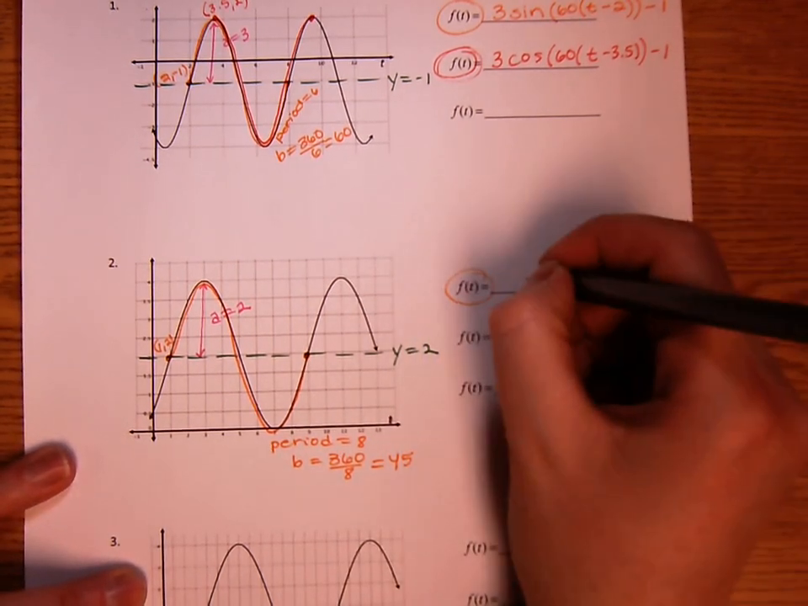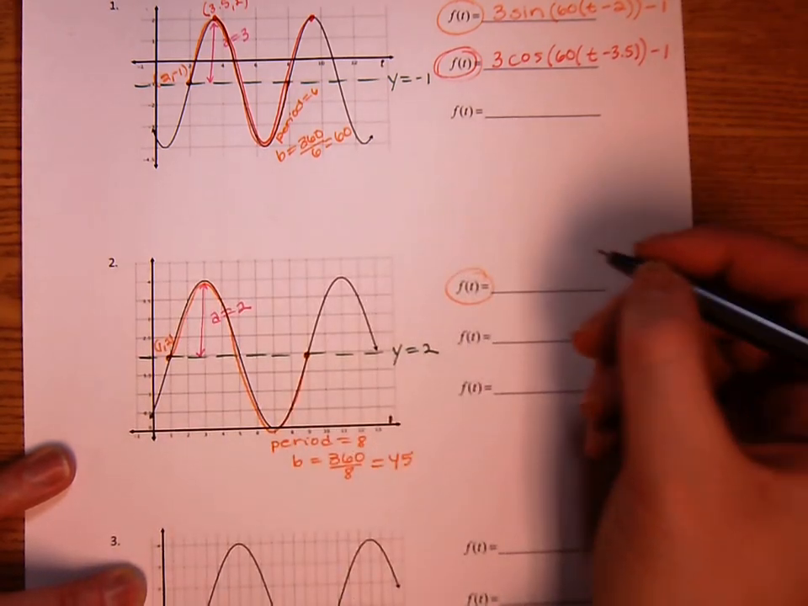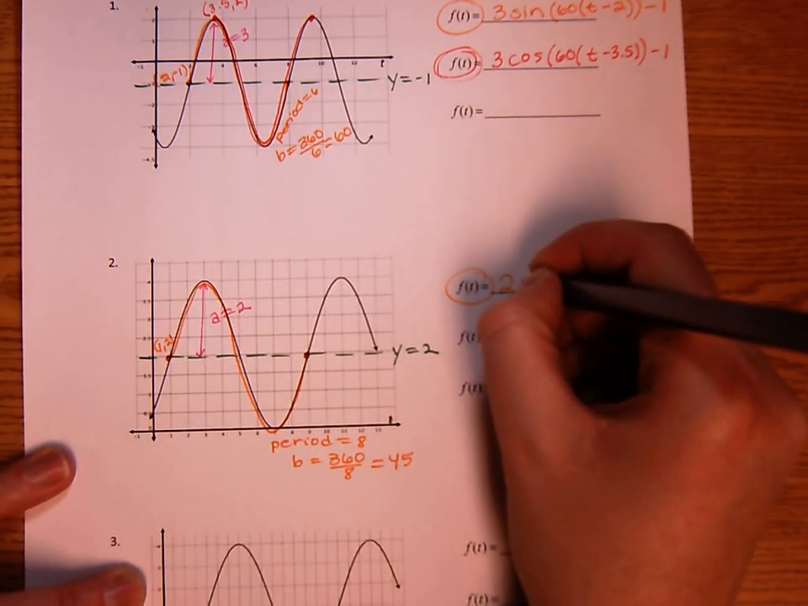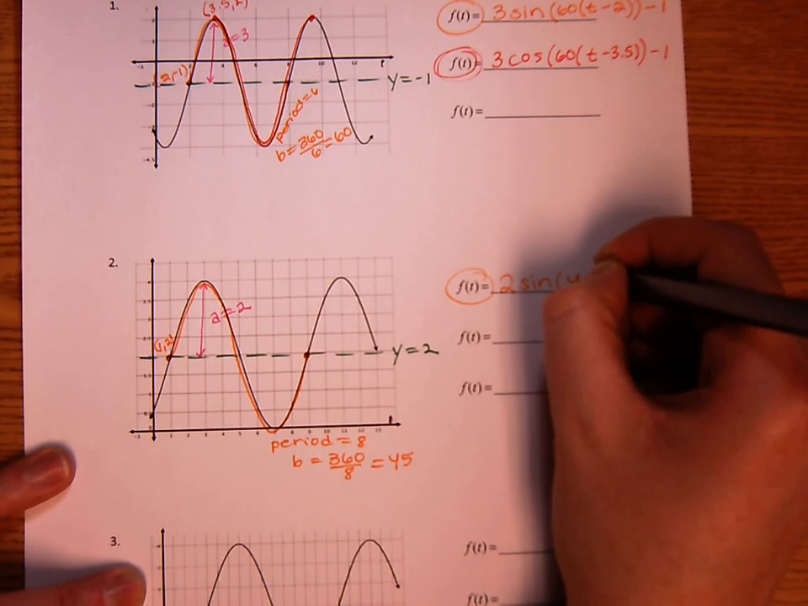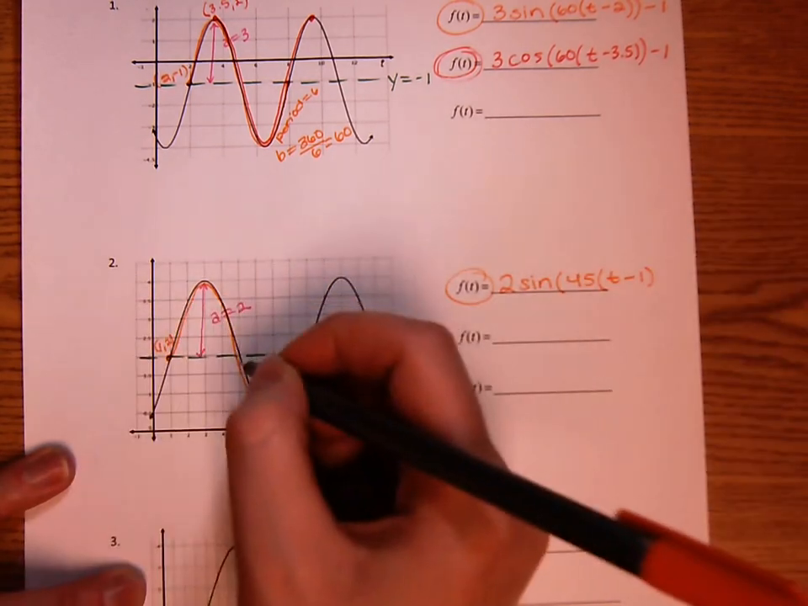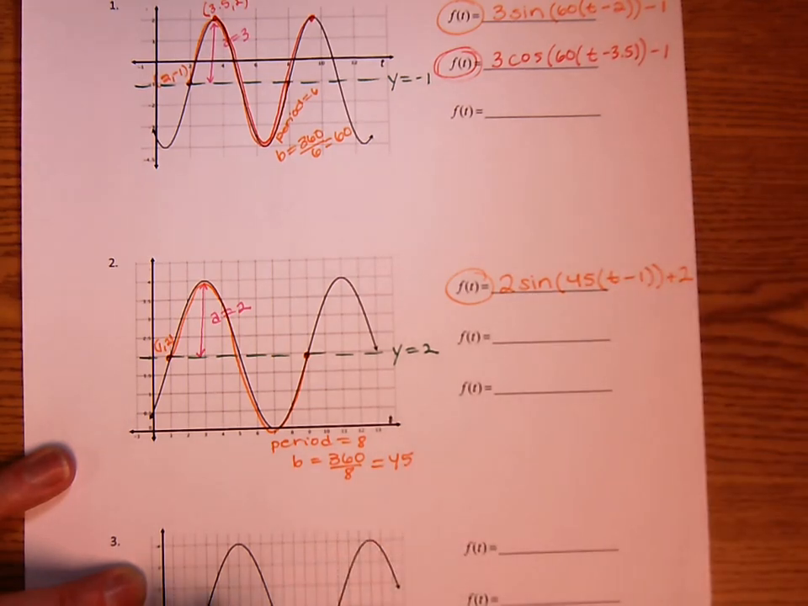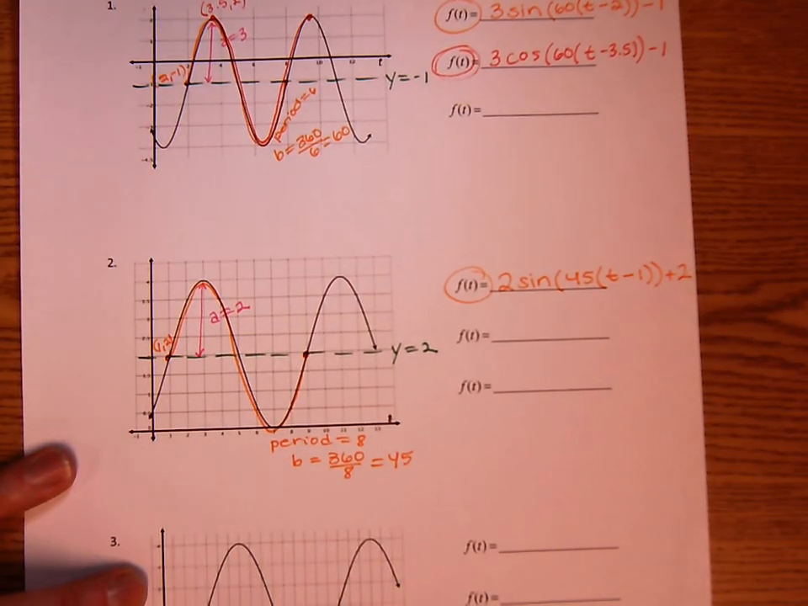So for a sine function, I do not need a reflection over the x-axis since I'm going up from that point on the center line. It would be 2 sine of 45(t minus 1), because I'm shifting 1 to the right from where it is in the parent function, plus 2, since I'm shifting the center line up 2, which in the parent function is usually at the x-axis.